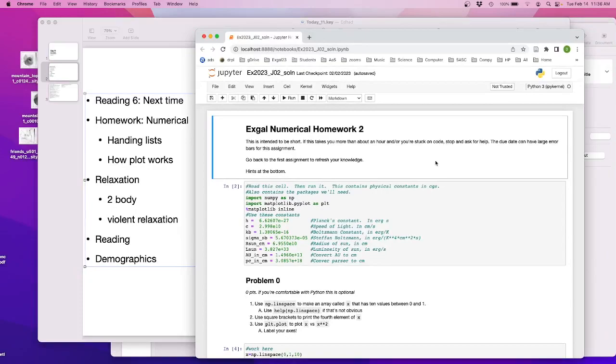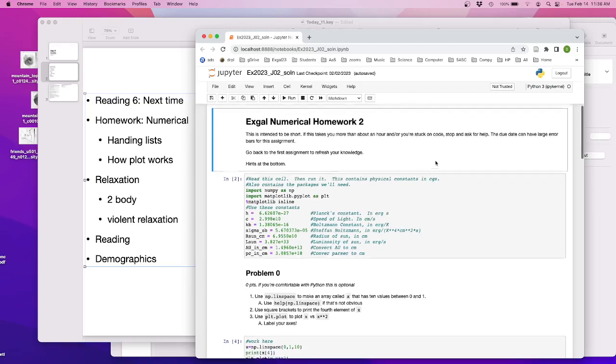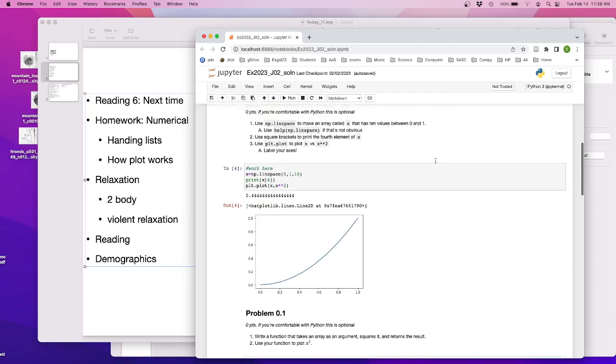Let's run through the homework really fast. How did you guys find the homework? Pretty good. So the goal of this homework is to make you write a function. That's really it. Just to write a function and use it. How do you use functions? How do you write functions? So that's the primary purpose of this.